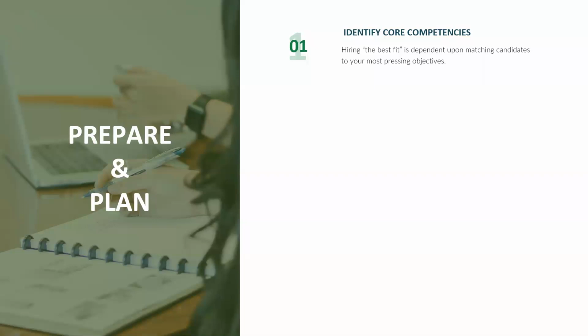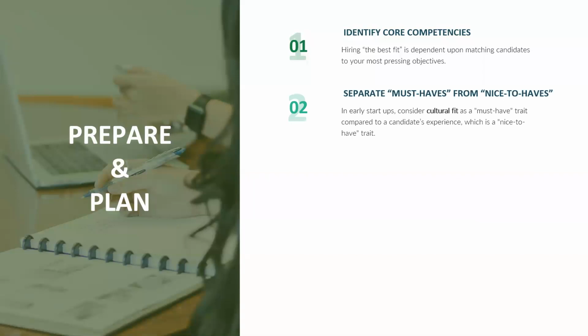So basically you need to determine your objectives and then work backwards from there. And then you can start to evaluate skills and traits and probability of reaching goals after you've got your milestones laid out. But hire to hit your milestones, don't hire for titles, okay? Now, the next one is separate must-haves from nice-to-haves. And in early startups, to me, cultural fit is about as must-have a trait as you can get when you're comparing it to candidates' experience, which is more of a nice-to-have, right?